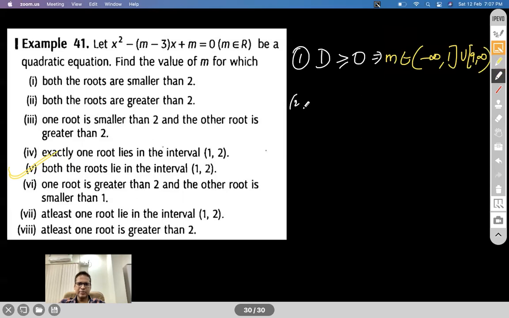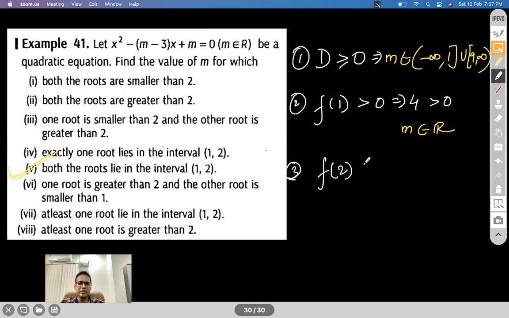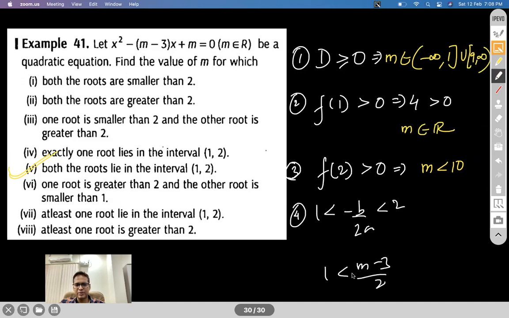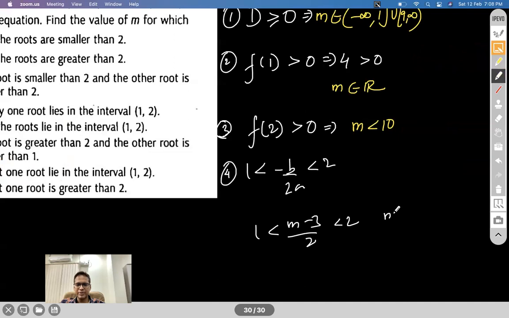Second condition we saw was f of 1 into a should be greater than 0. So f of 1 comes out to be 4, and 4 is greater than 0. This is true for all real values, so any m you take, this is going to be true. Third condition is a into f of k2, that means f of 2 should also be greater than 0, which means m should be less than 10. Finally, minus b by 2a should lie between 1 and 2. That means m minus 3 by 2 should lie between 1 and 2, which clearly means m should lie between 5 and 7.